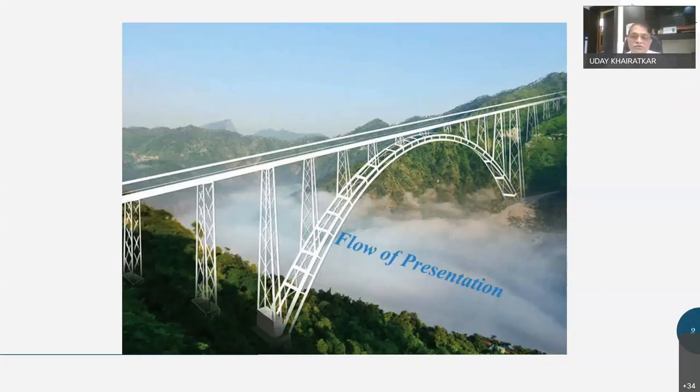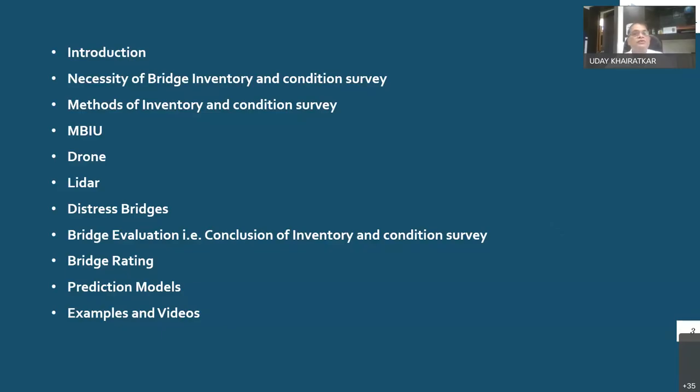So, starting with the flow of presentation, this will be the contents of the presentation. This is the bridge inventory and condition survey, major inventory and condition survey, which are MBIU, drone, LiDAR. Distressed bridges, I have taken some videos and examples. Then bridge evaluation, conclusion of inventory and condition survey, bridge rating, prediction models, and examples and videos.